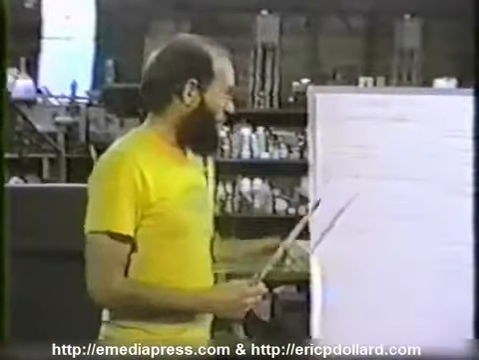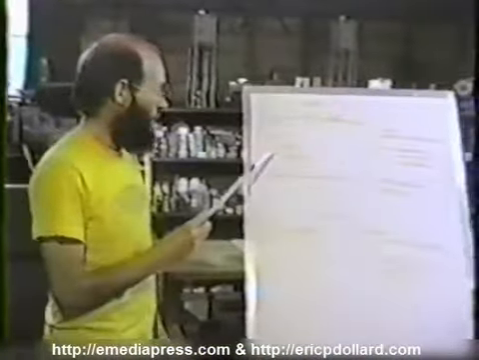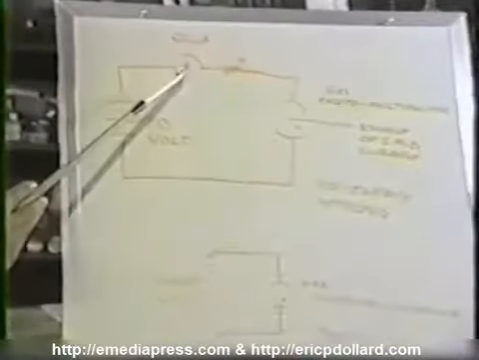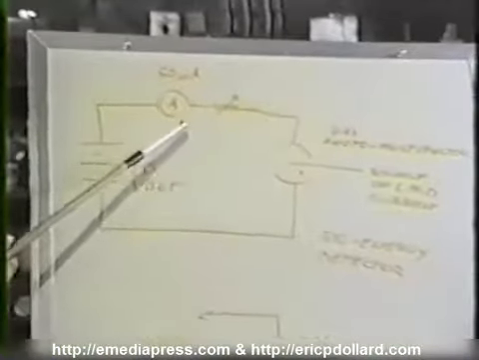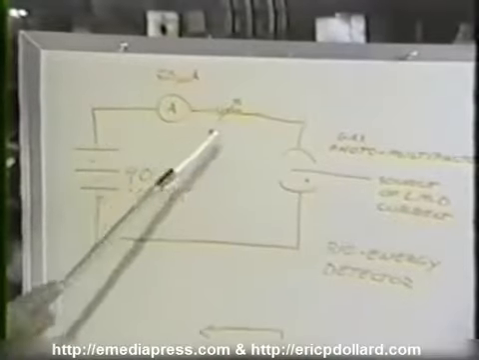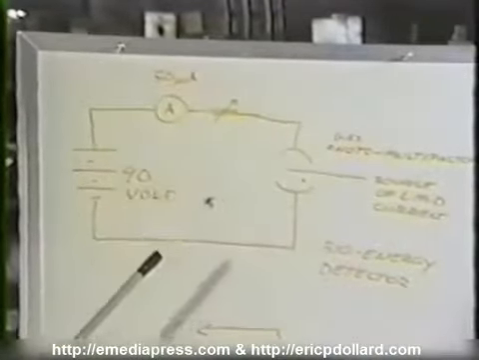Okay, we have a few experiments we're going to do here. We have a 90-volt battery and a Simpson Model 260 voltmeter with a 50 microamp movement, and we've used the range meter as a ballast resistor.